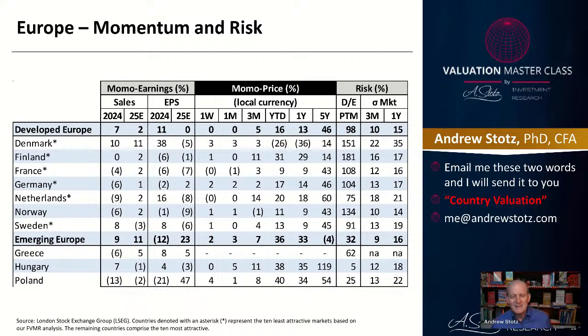Look at the EPS column for 2025. Denmark, -5. Finland, -1. France, -7. Germany, only positive country, and it's up by 2%. Netherlands, terrible, -8, Norway -9, Sweden -6. You may ask, Andrew, how is Norway attractive? And yet it has earnings growth of -9. It's the worst earnings growth. Well, remember, it's 4 different things: fundamentals, valuation, momentum, and risk.